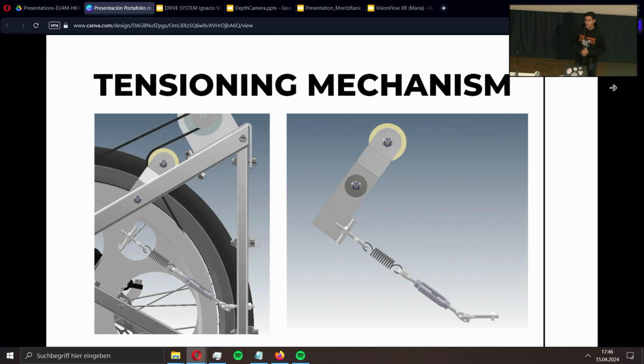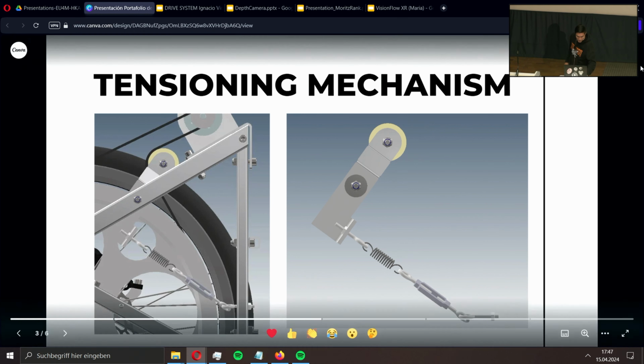One of my main tasks here in the project was the developing of the tensioning mechanism. We decided to use a drive belt system. So it's important to have the exact tensioning for it, because if you tense it too much, or if you tense it too less, it's not going to work efficiently. And also you need to have a special tension so it centers exactly in the pulley.